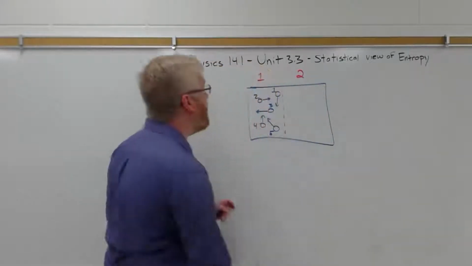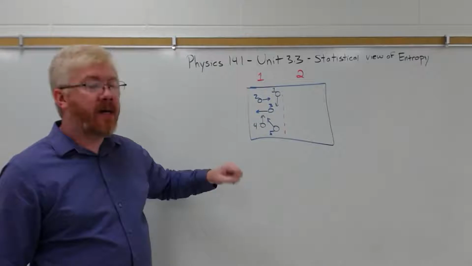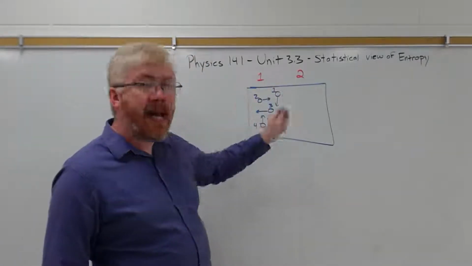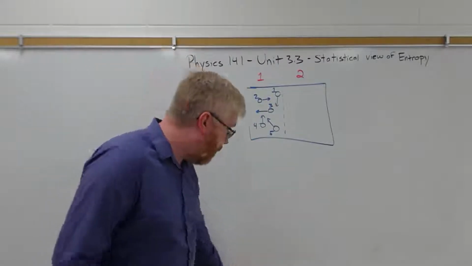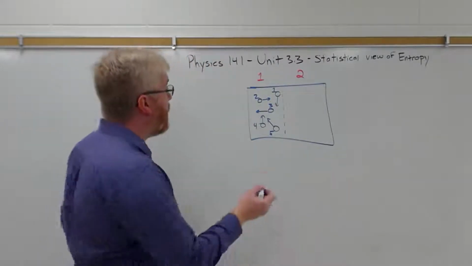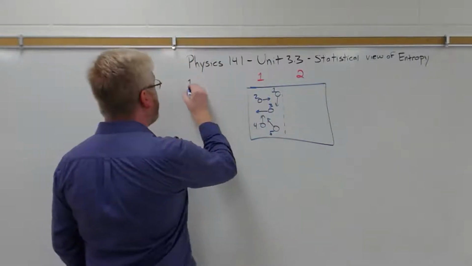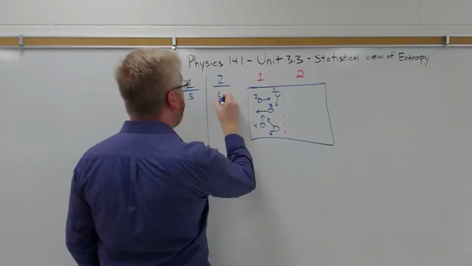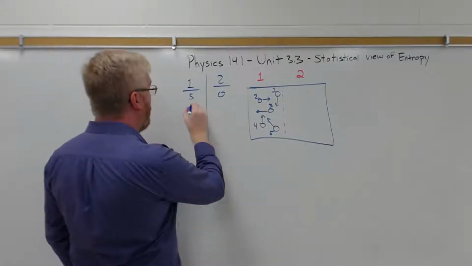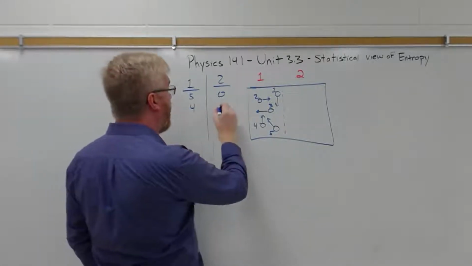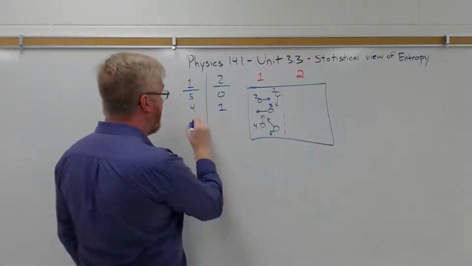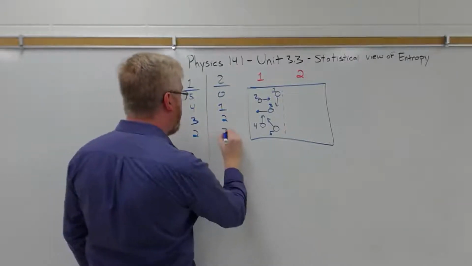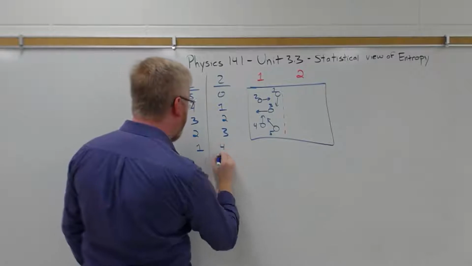So even though the helium all started on side 1, it's moving so quickly that when I take a snapshot of where the helium is, we can have different outcomes. We can have all 5 helium in side 1 and none in side 2. We could have 4 helium atoms in side 1, where 1 is over in side 2. We could have 3 in side 1, 2 in side 2, 2, 3, 1, 4, 0, 5.